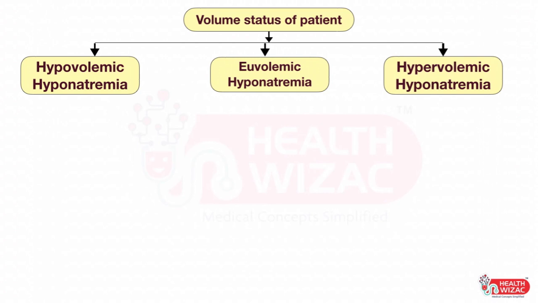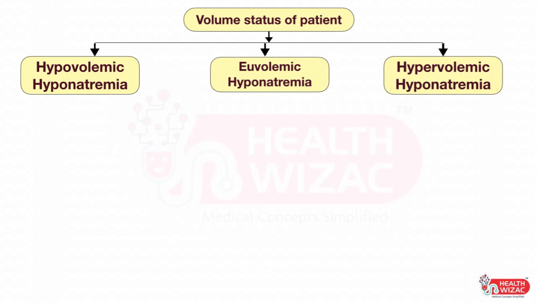After evaluating the volume status of the patient, the fourth and final level of evaluation is to check the urine sodium concentration of the patient. Normal urine sodium concentration is around 20 milliequivalents per liter. Urine sodium concentration helps us to differentiate the renal cause of hyponatremia from the extrarenal causes of hyponatremia.